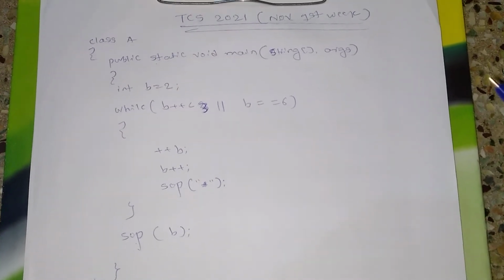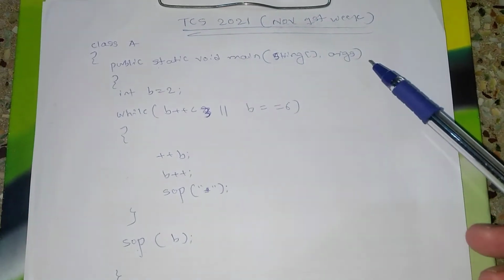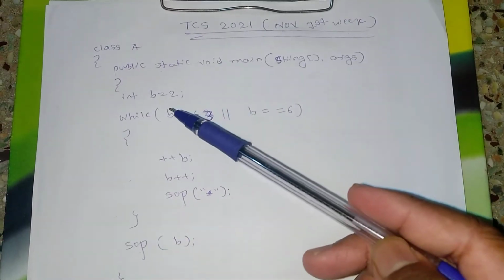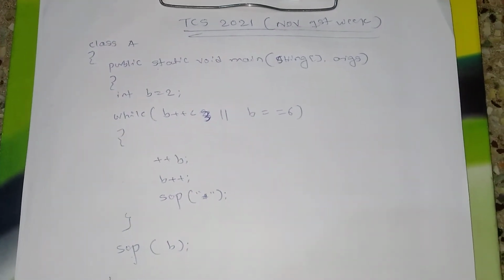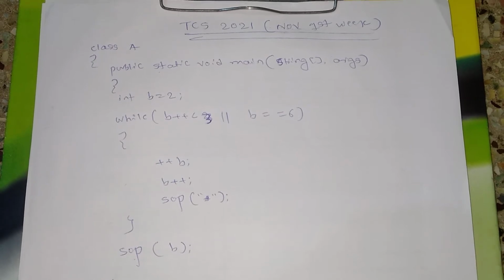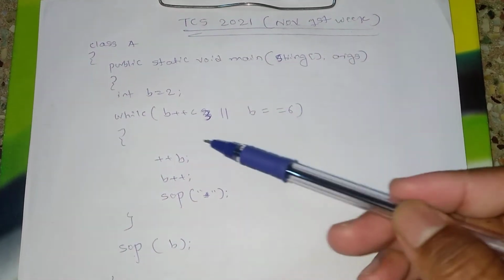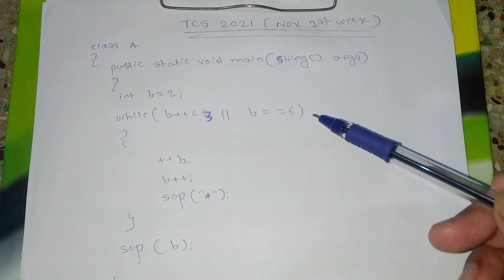Alright guys, first let us read the question once. Class A, public static void main, String args. That's the main method. There is a variable of integer type, int b equal to 2, and they have defined a while loop here: while b++ is less than 3 or b is equal to 6.